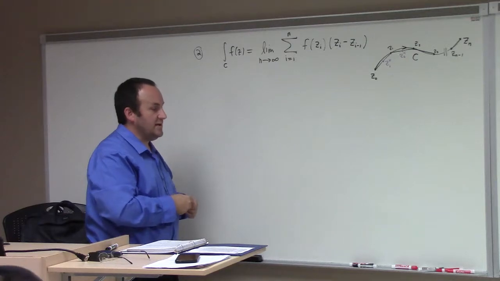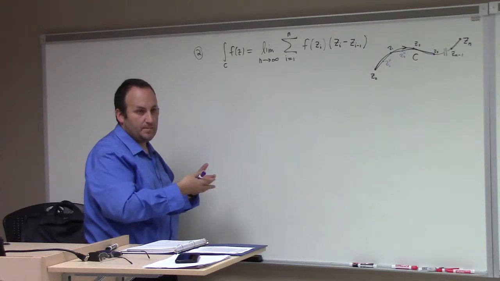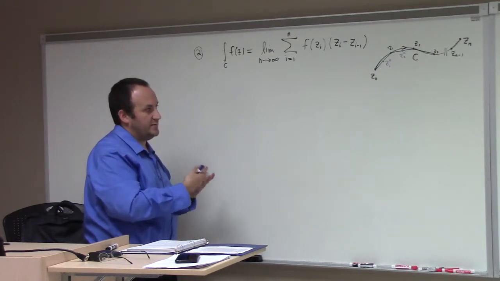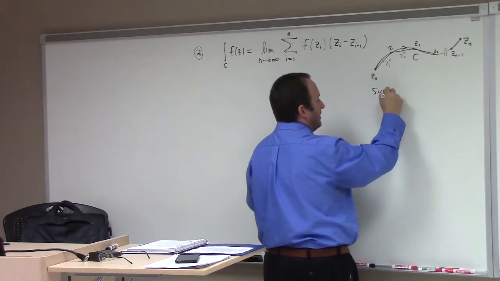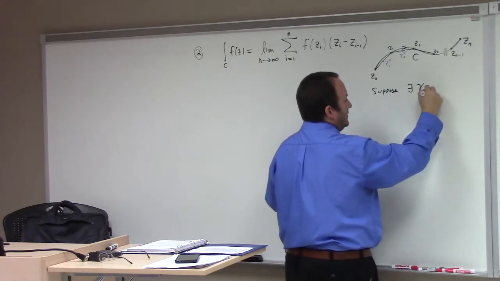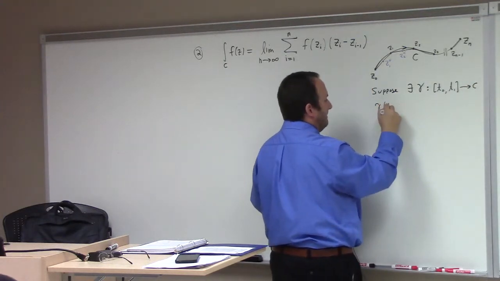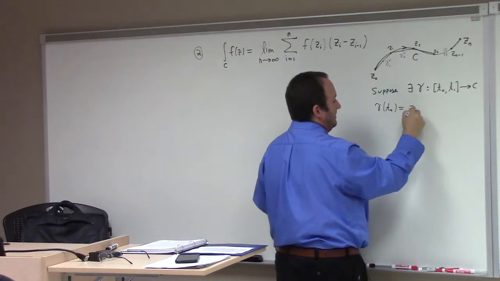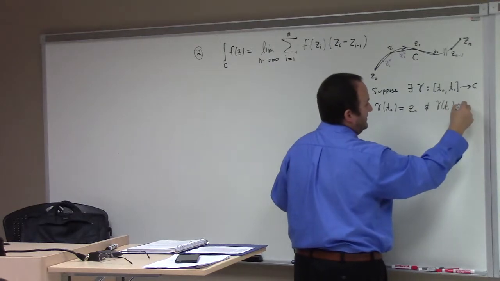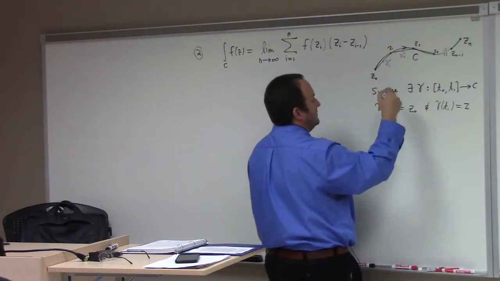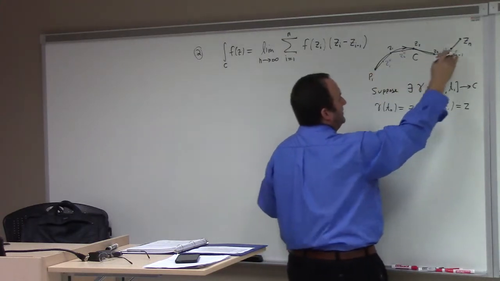Now, if this curve is smooth, or at least once continuously differentiable, what do I mean by that? I mean that we can parameterize: suppose there exists gamma going from t naught to t1 to the curve C, where gamma of t naught is equal to z naught, and gamma of t1 is equal to zn, but I should come up with another name for that. Let's say this curve goes from point P1 to point P2.